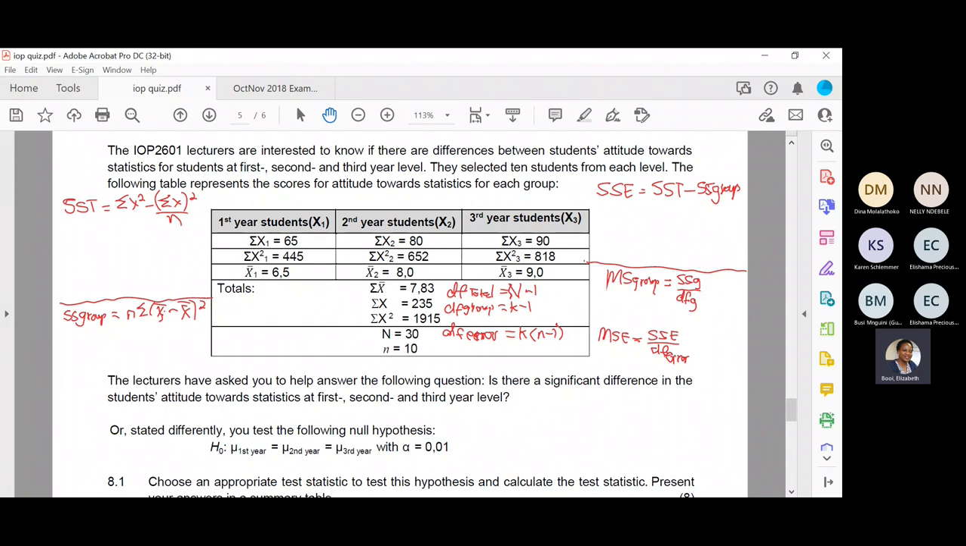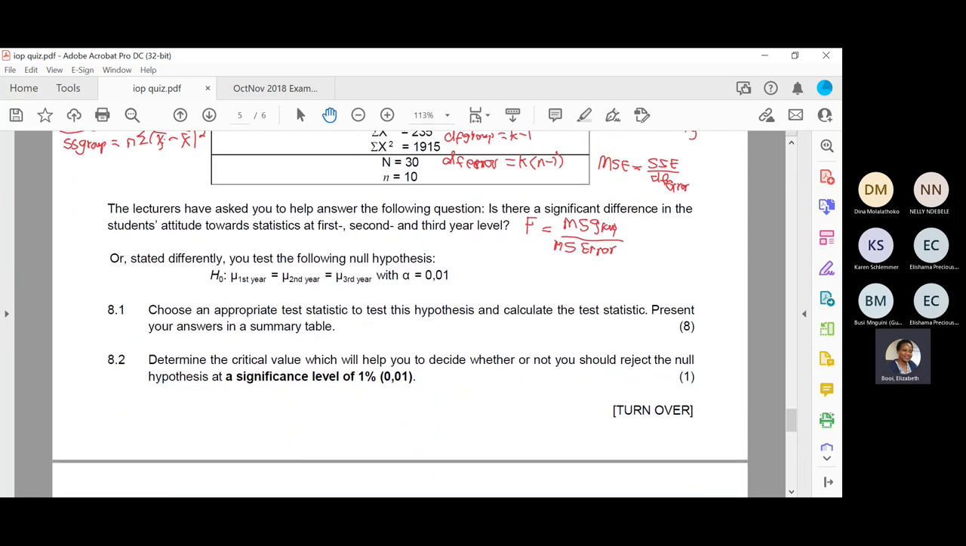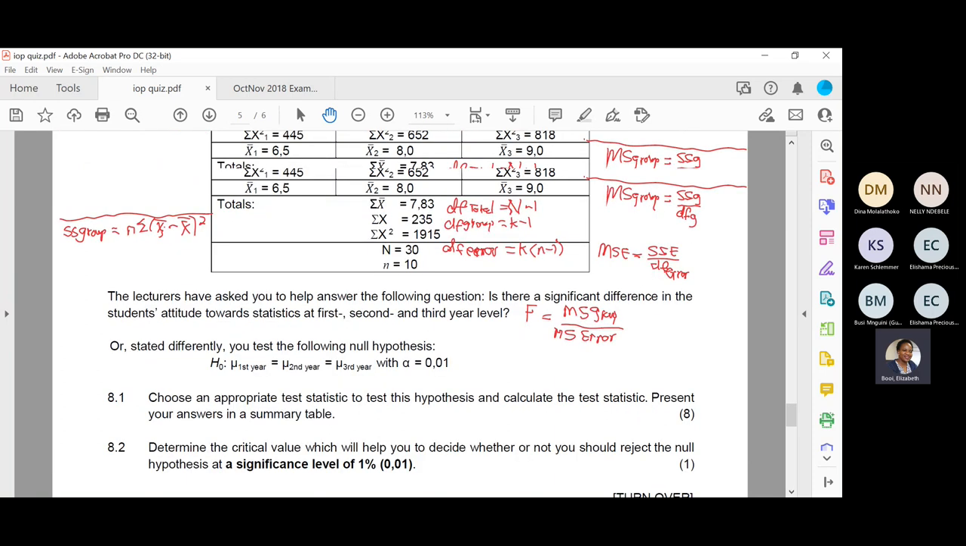And once you are done, then you can calculate your F test statistic, which is your MS group divided by your MS error. And once you have that, then you can draw your table. I might not have enough space, but you will need to draw your table.